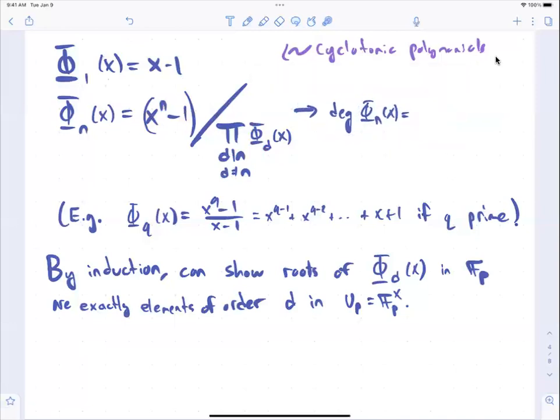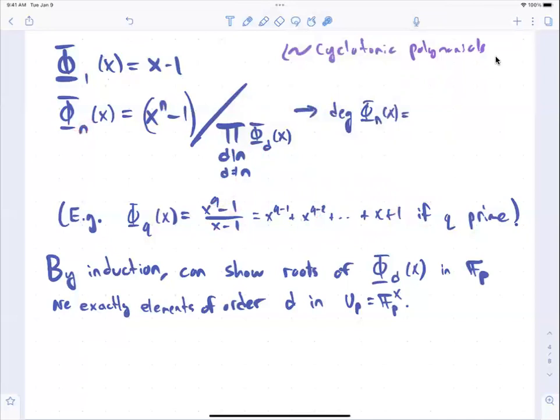So this is an inductive description of these polynomials. I start by saying what phi 1 is, and then the formula for phi of q, say q is a prime number, depends on what phi of 1 is. If I know what phi of 1 is, then for phi of a prime number q, I take x to the q minus 1 and divide it by x minus 1, because 1 will be the only proper divisor of that prime number. And I'll get this polynomial x to the q minus 1 plus x to the q minus 2, and so on, all the way down to 1. This is a formula that should be familiar from looking at geometric series. So this is what you get for q prime.